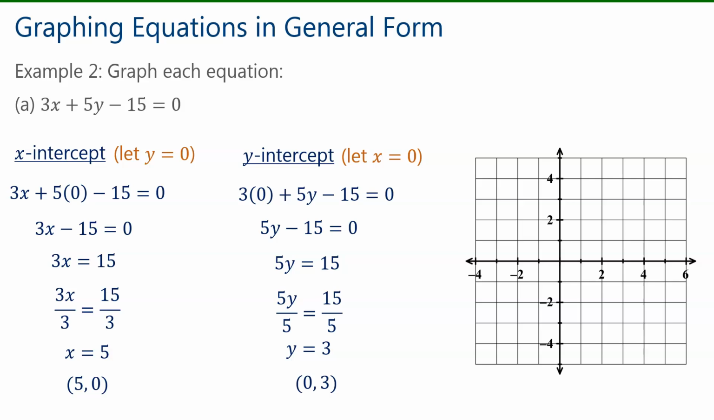So now to graph, just plot both of those points on your x and y axes. So (5, 0) is on the x-axis and (0, 3) is on the y-axis. So now you can just join up those two points with a line and you have your graph.